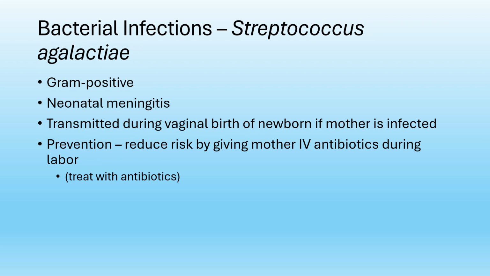Streptococcus agalactiae is gram-positive. This can cause neonatal meningitis. If the mother is infected, the newborn can be infected during a vaginal birth. So to try to prevent this, you can either do a C-section, or give the mother antibiotics via IV during labor, and then you can treat the newborn with antibiotics as well.